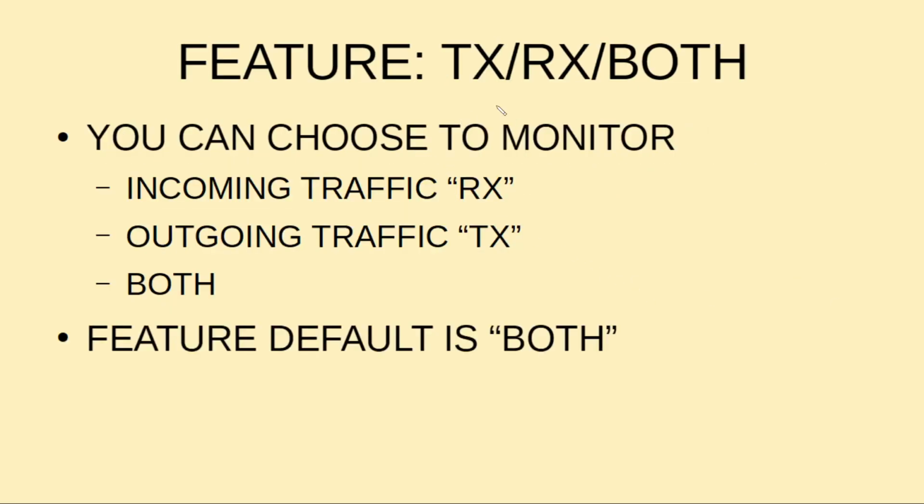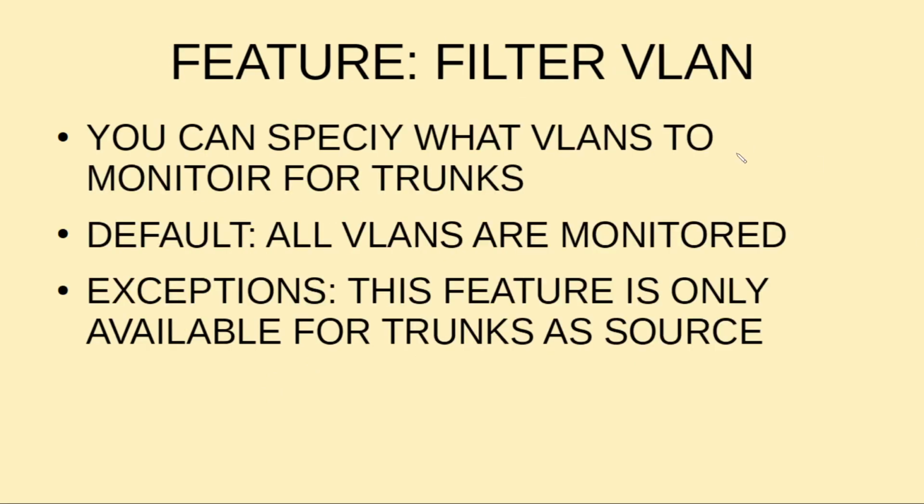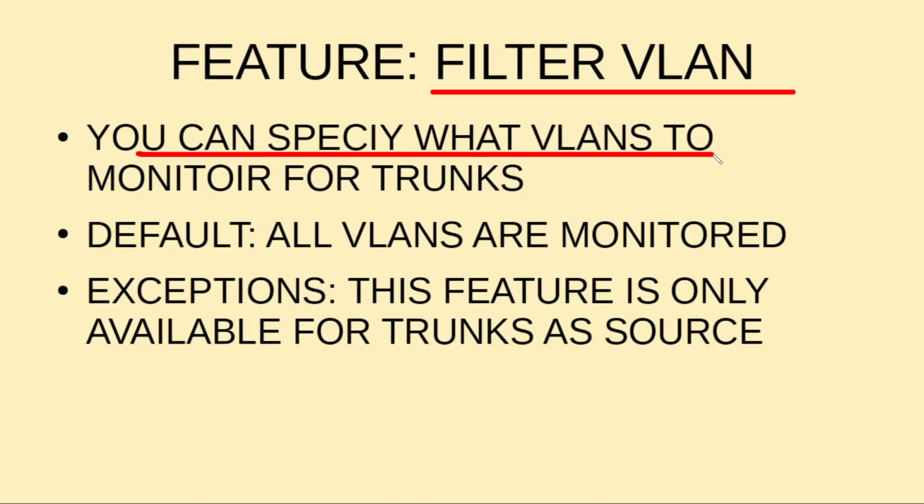You can choose to monitor transmission traffic, reception traffic, or you can go and monitor both. The default, if you don't specify anything, is both. The next feature is filtering VLANs. So you can specify what VLANs are going to be monitored. The default is that all VLANs are monitored. The exception for this feature is that this feature is only available for trunks.